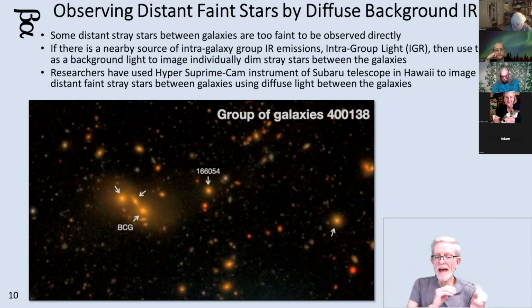But in order to see them at all, you have to look at them in infrared, but not their direct infrared. You look at them by the diffuse infrared background illuminating the area around them so you can detect them. So this is, observe what you can to look at something you can't observe.